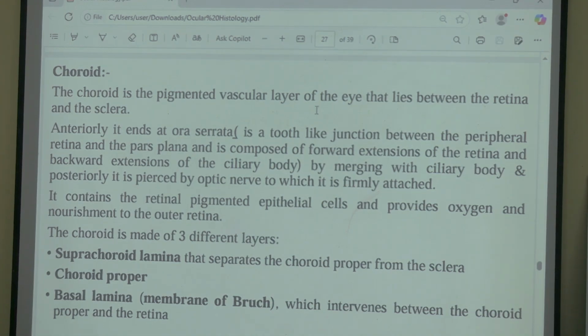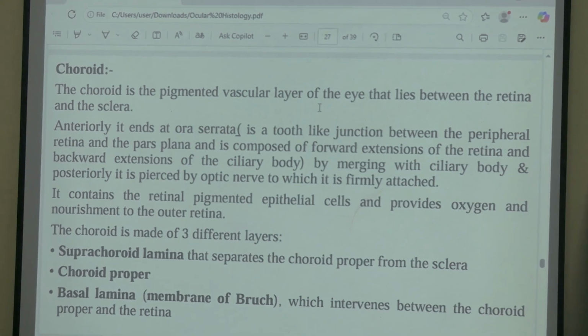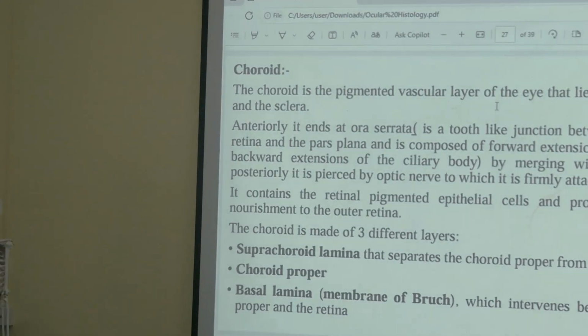Now the choroid is made up of pigment cells, and along with that blood vessels are also there. Different types of blood vessels are there: larger blood vessels, smaller blood vessels, even capillaries, and along with that pigment cells are also present in the choroid. Next, what is the main function of the choroid? It provides nourishment to the outer aspect of the retina, or the outer few layers of the retina. That is the main function of the choroid.